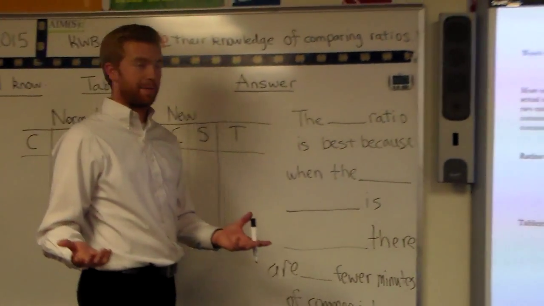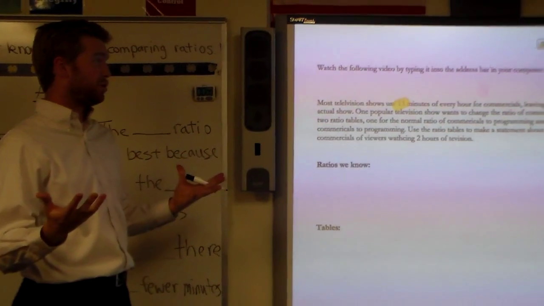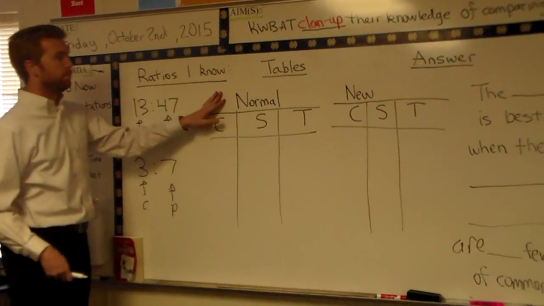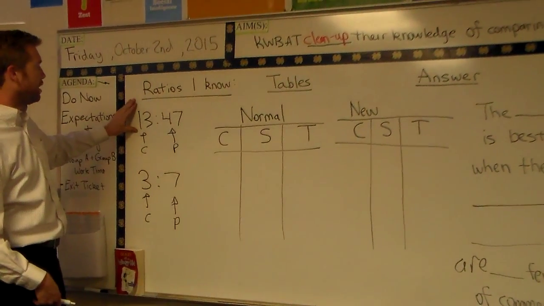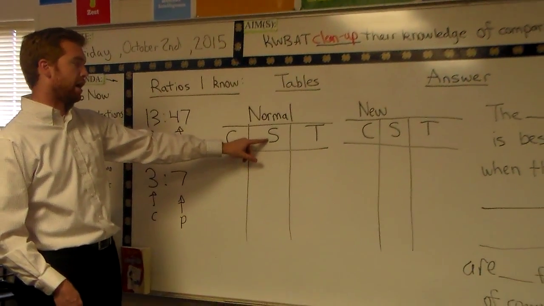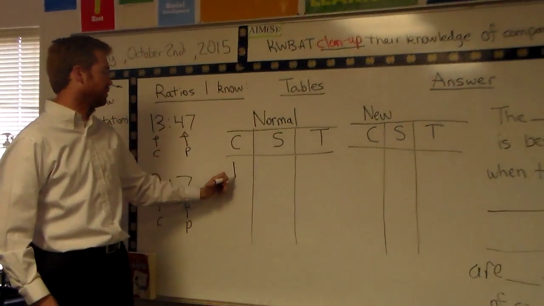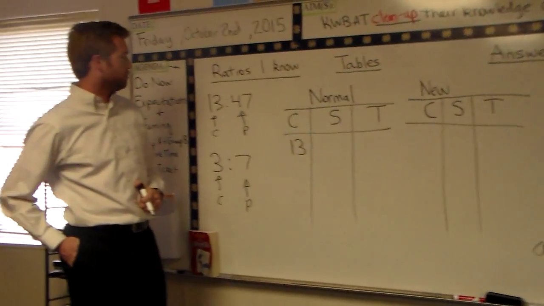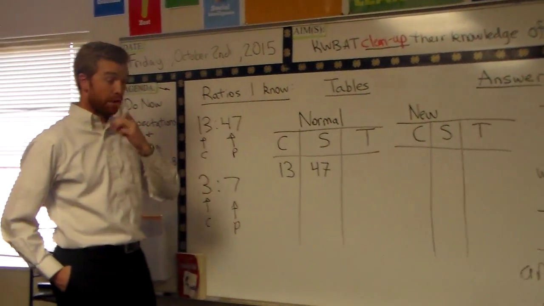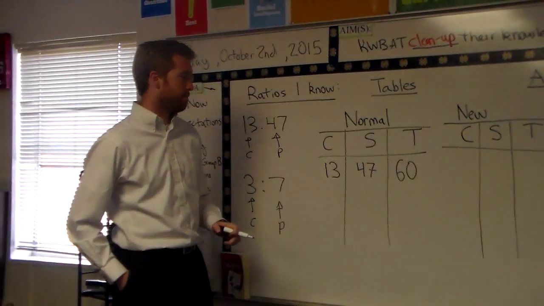So whenever we're solving these types of problems or we're trying to make a comparison of two ratios, we want to usually try to make some tables and then look for some common numbers. So let's start with our normal ratio, that is our 13 to 47. I can have commercial time, show time, and then the total time for the television program. So here I know 13 minutes for my commercial, 47 minutes for my show time, and so that would give me 60 total minutes of the TV time.